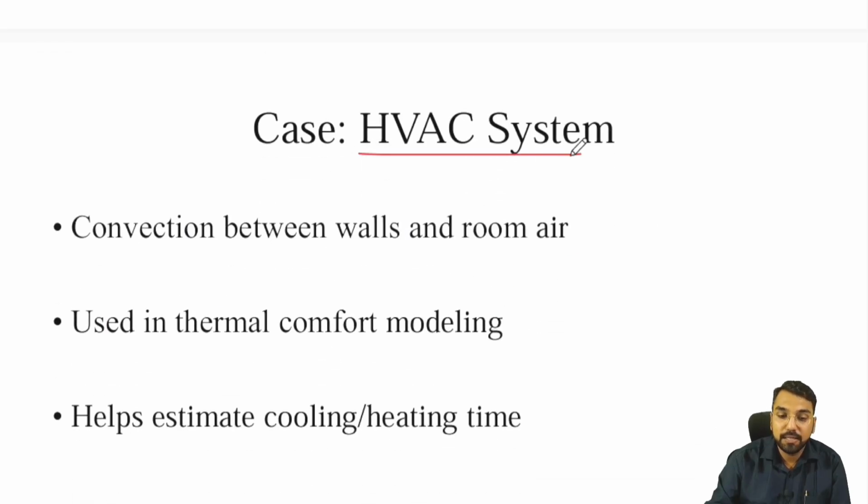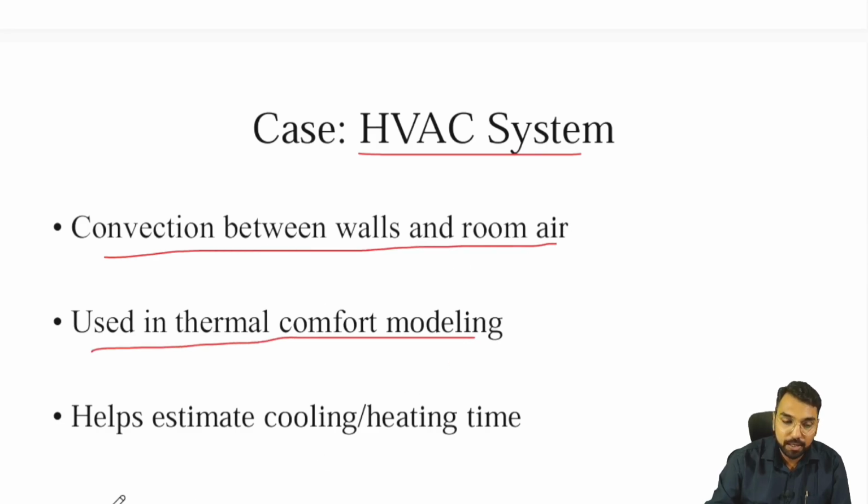Second is the HVAC system. Here we have convection between the walls and the rooms, and it is used for thermal comfort modeling for humans and helps in estimating cooling or heating time. How much time is needed for cooling, and how fast the cooling or heating should take place.